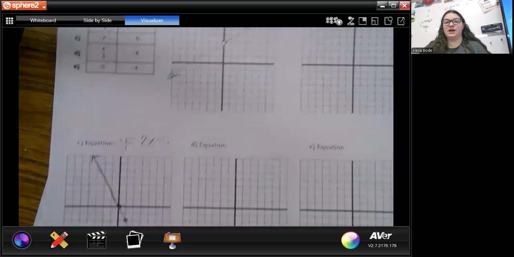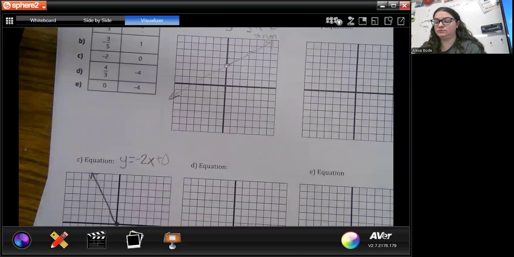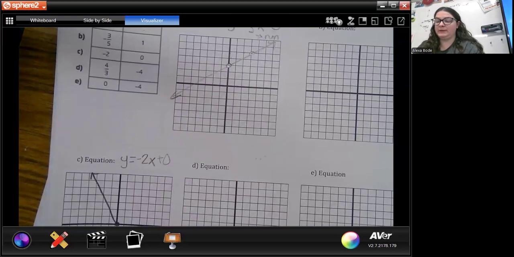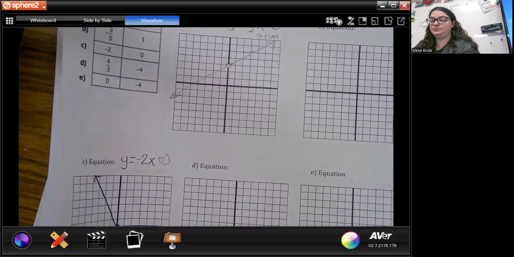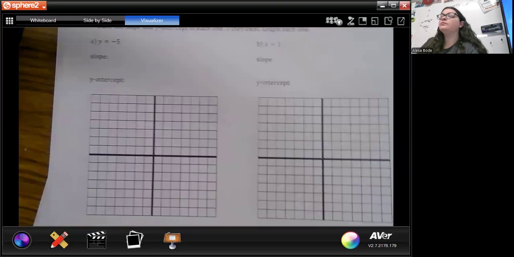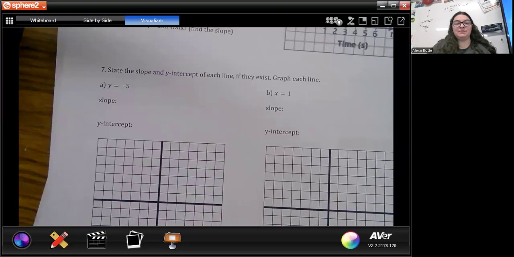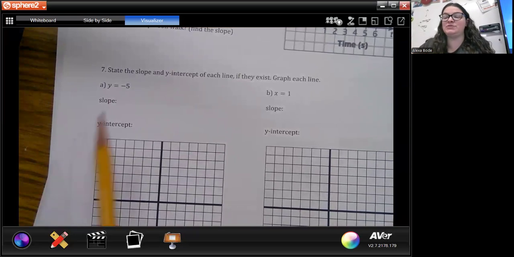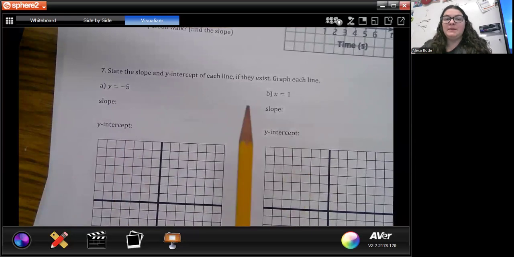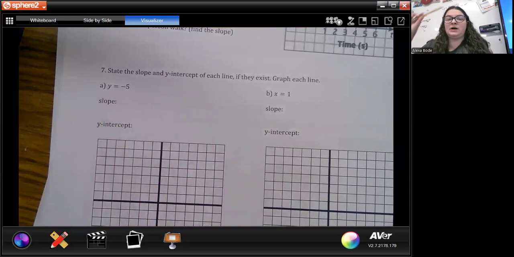Okay, so you guys will have to do the other 3. Flip the page again. And we're doing a similar thing. It's giving us the equations. We have to write the slope, the y-intercept, and graph it. But these ones are all going to be the horizontal or the vertical lines. None of them are diagonal.